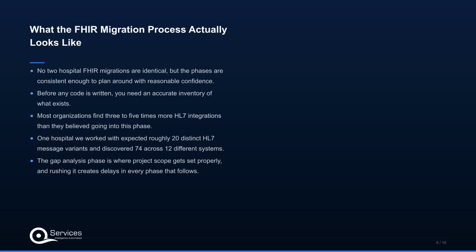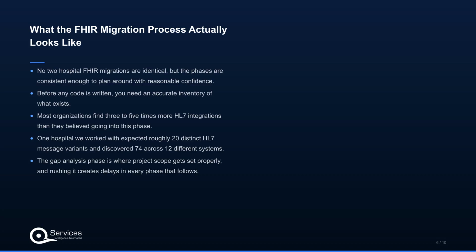Let's talk about moving on to what the FHIR migration process actually looks like. No two hospital FHIR migrations are identical, but the phases are consistent enough to plan around with reasonable confidence. Before any code is written, you need an accurate inventory of what exists. This means cataloging every HL7 v2 message type currently in production, mapping existing data flows to their target FHIR resources, identifying which source systems will need API changes, and assessing security architecture gaps for OAuth 2.0 compliance.